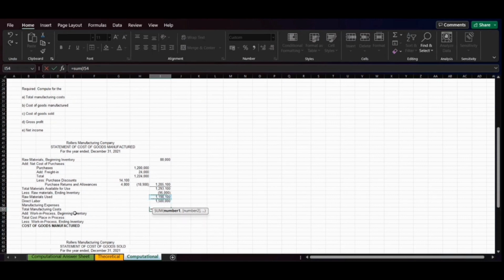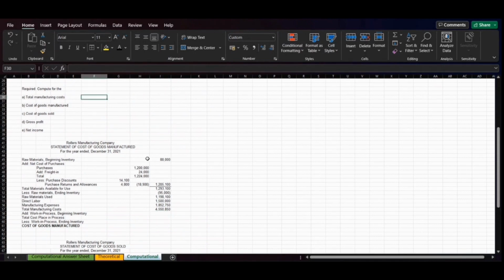Sum natin yung raw materials used, yung direct labor, and yung manufacturing expenses. So, meron tayong 4,550,850. So sa requirements natin sa number A is ito. 4,550,850. So, add naman natin dito yung work in process beginning inventory.